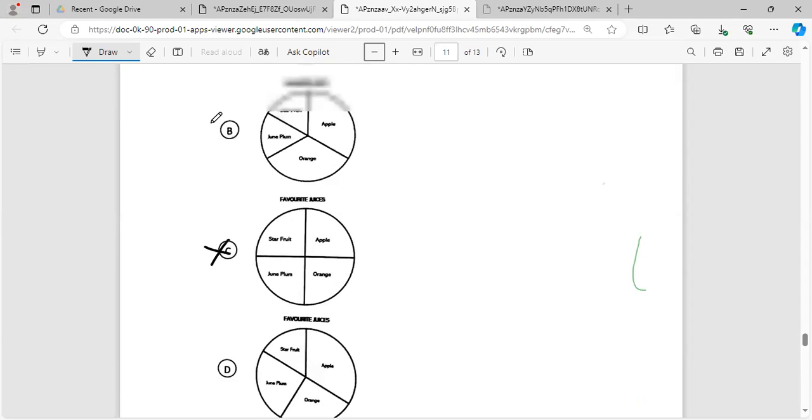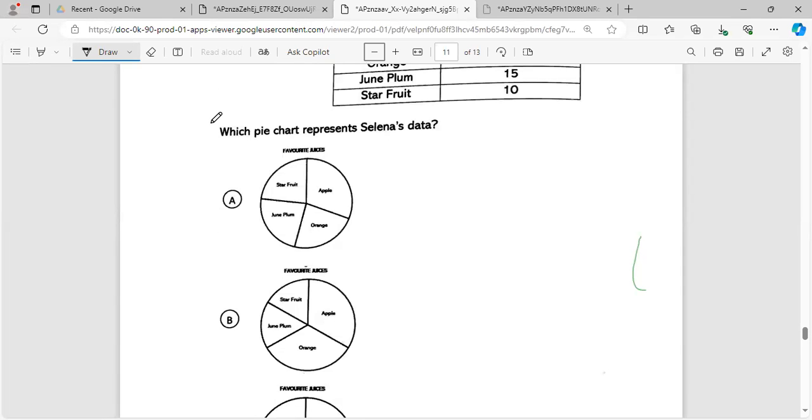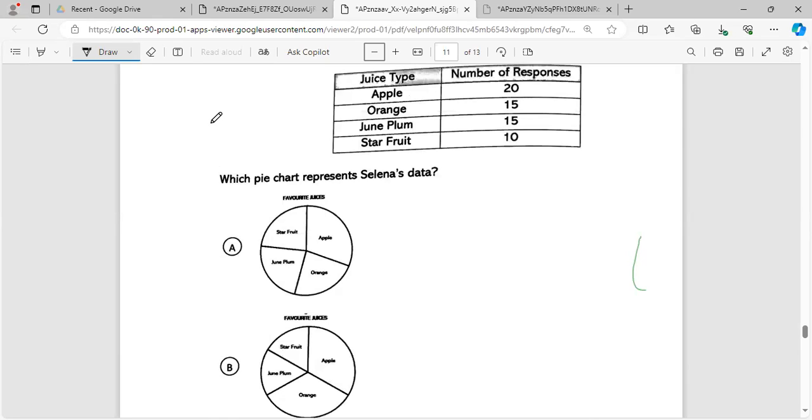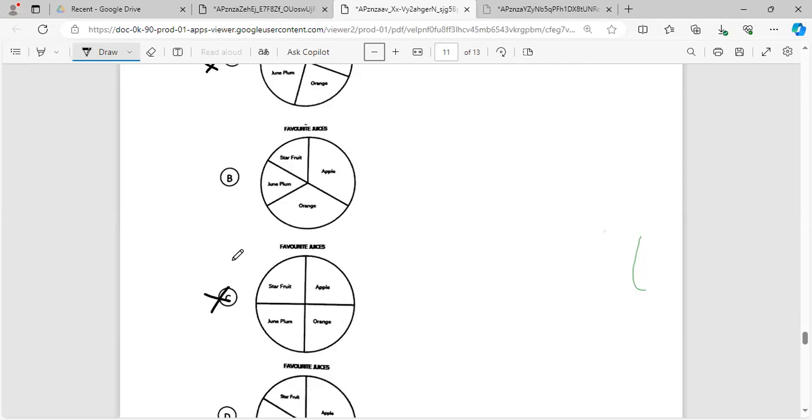Because it's the same amount. Why couldn't it be A? Sir, because orange and June plum are supposed to be the same, and June plum looks like a little bit more than orange. All right, so we could eliminate that. And also, star fruit is not so much, right? Yes, sir. Star fruit is only supposed to be 10, half of apple, and that looks like the same as apple. So we can eliminate that, and it couldn't be B because June plum and orange are supposed to be the same, and orange is more than June plum.